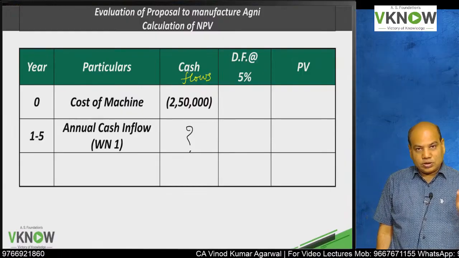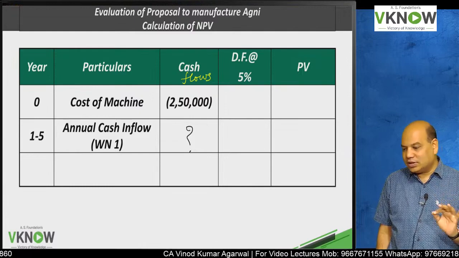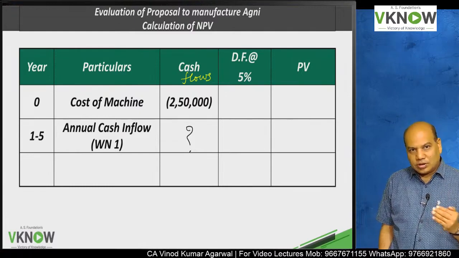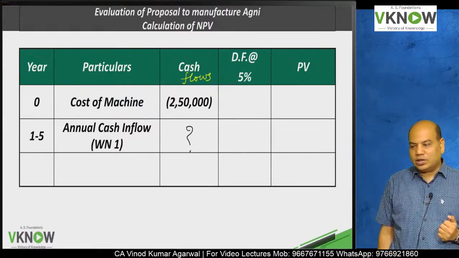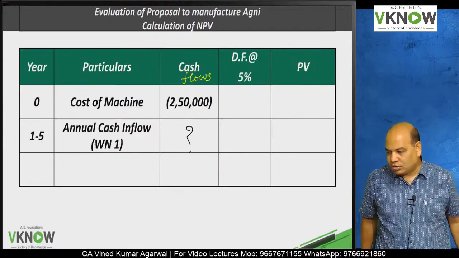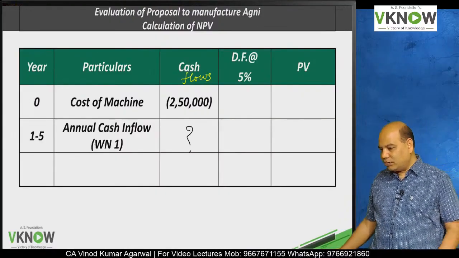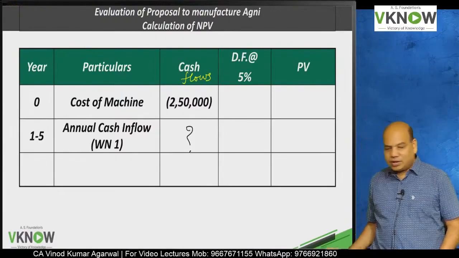Annual cash inflow means sales minus cost, not just sales, because you have to incur the material cost, labor cost, certain overheads also. So 2,20,000 is not right, that is your sales figure. Sales minus expense.